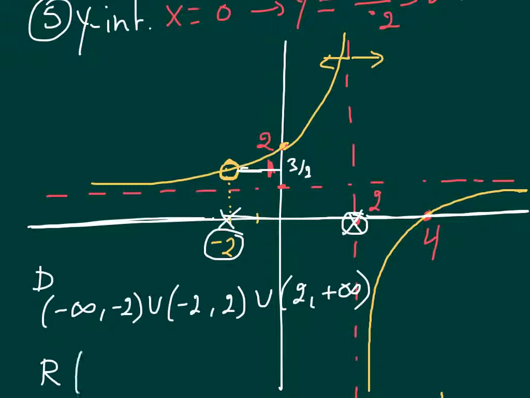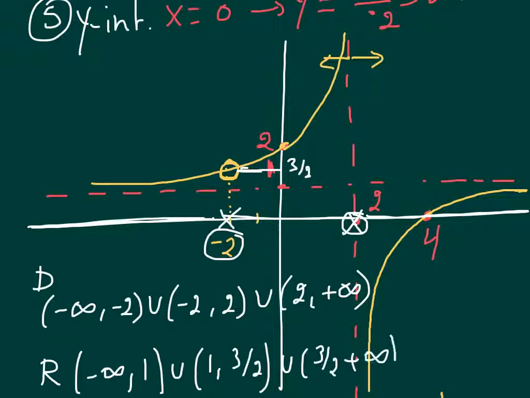So when we write the range, we go from -infinity to 1, the horizontal asymptote, and then from 1 to 3 over 2, and then we go from 3 over 2 to +infinity. Done.